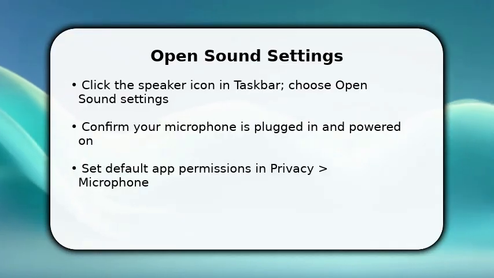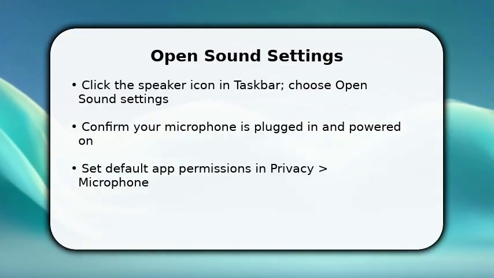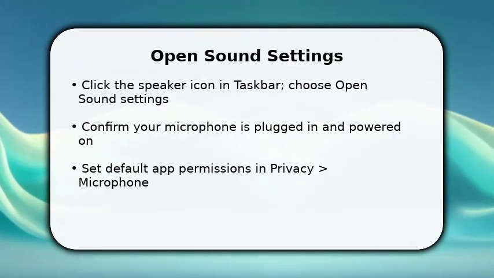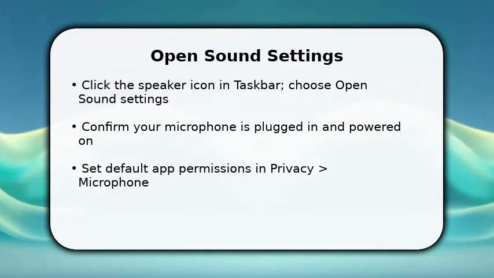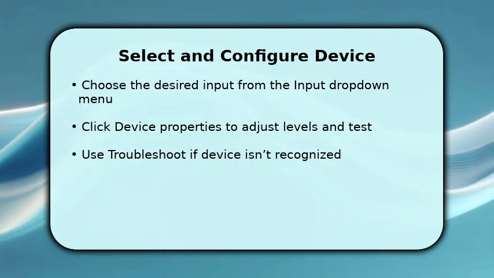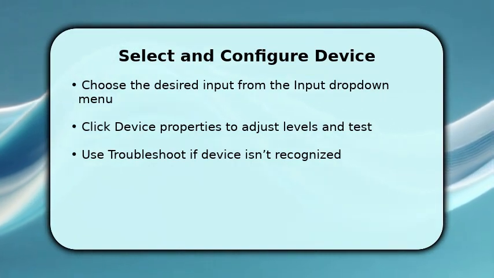Once visible, make sure your mic appears in the input list and that it shows activity when you speak. If not, check physical connections and privacy permissions before proceeding. Next, pick the microphone you want from the input dropdown. This changes which device Windows uses for apps.